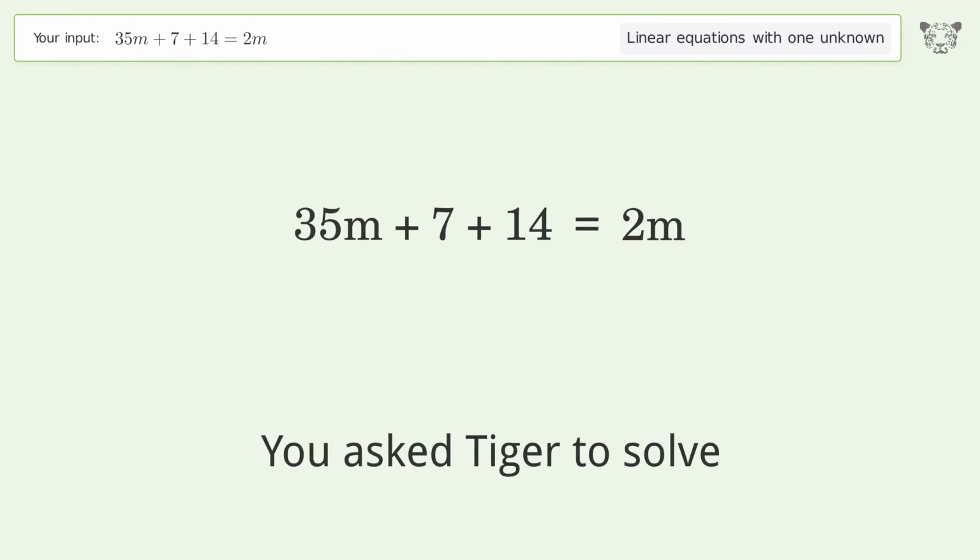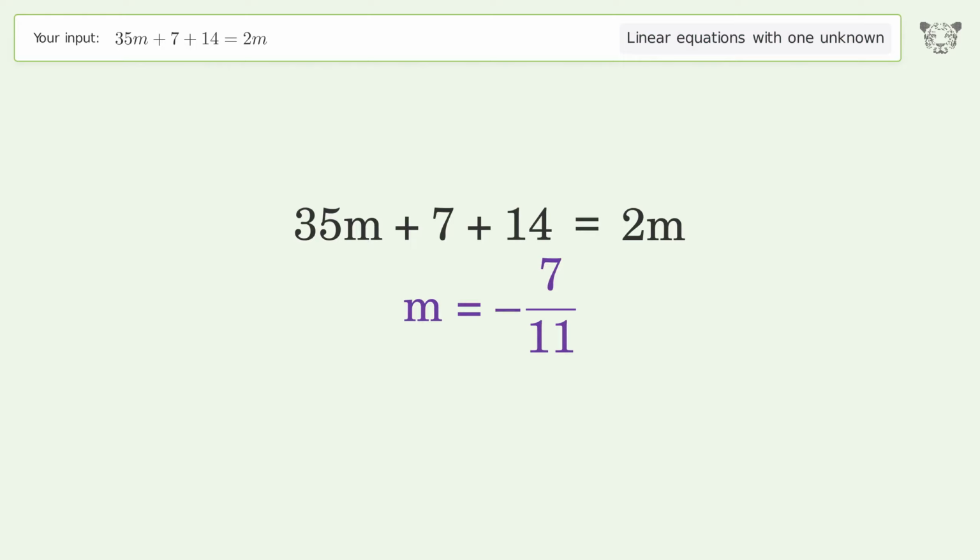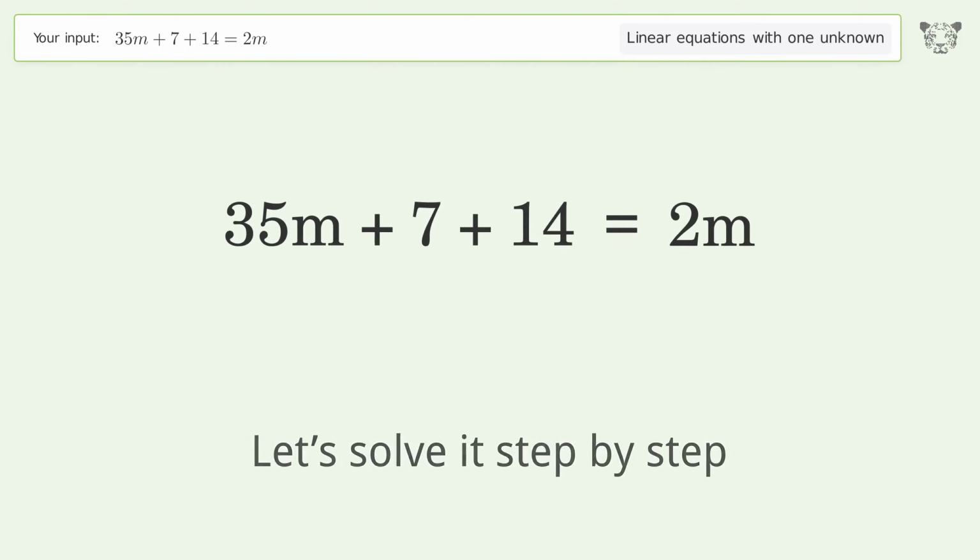You ask Tiger to solve. This deals with linear equations with one unknown. The final result is m equals -7/11. Let's solve it step by step.